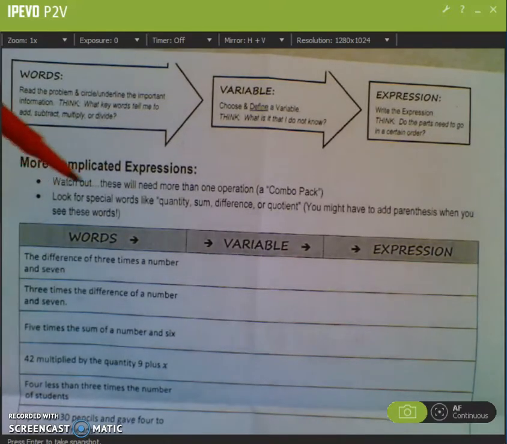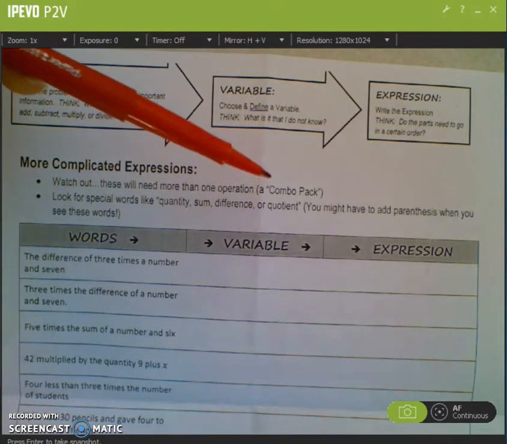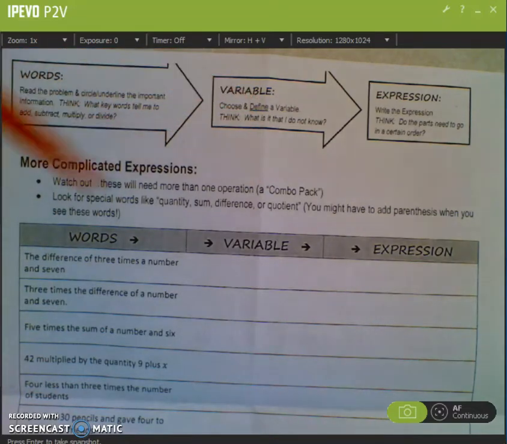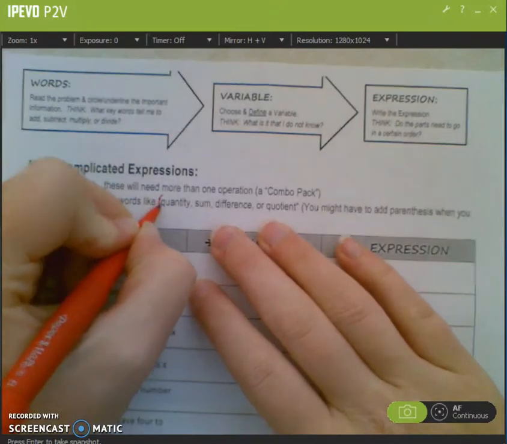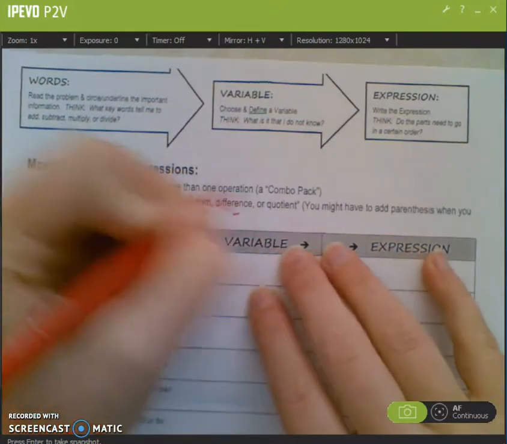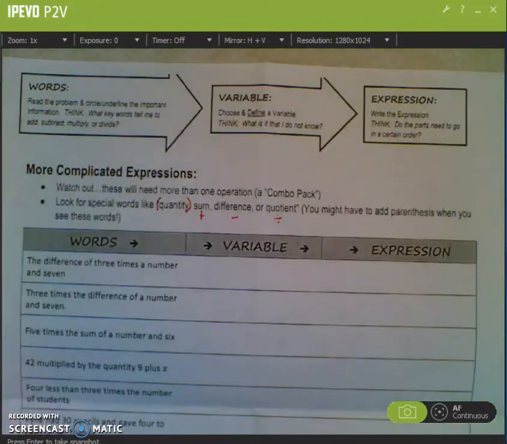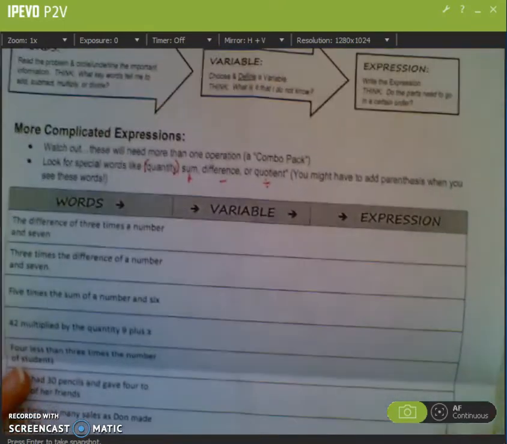And it says, look out for special words like quantity, sum, difference, or quotient. You might have to add parentheses when you see these words. So quantity is a parenthesis word, sum is an adding word, difference is a subtracting word, quotient is a division word. All of those words signify something, and so those are going to be the words that we're looking for as we go through this section here. So I'm going to start right here.